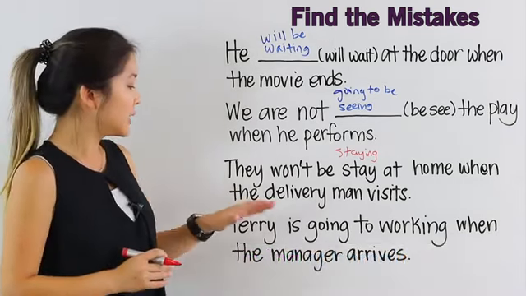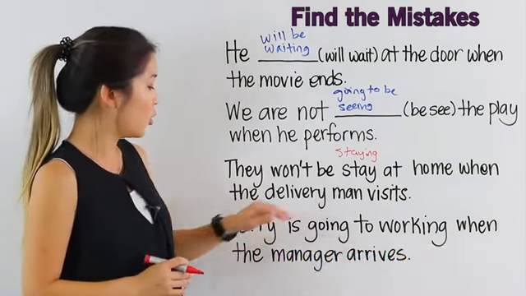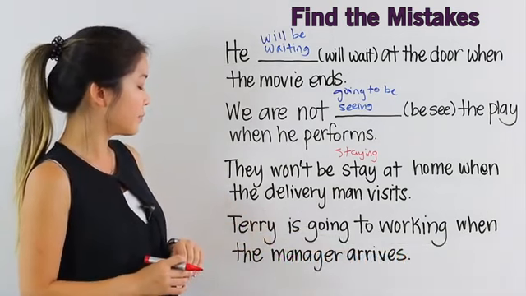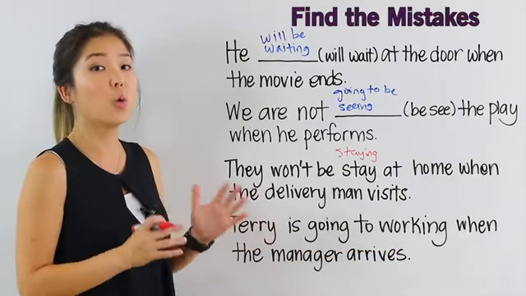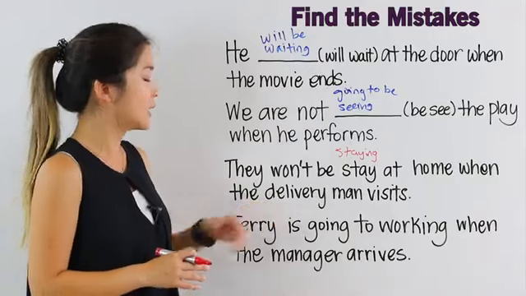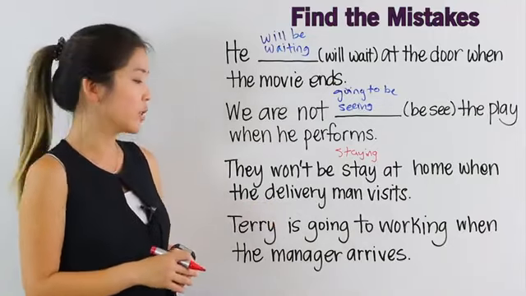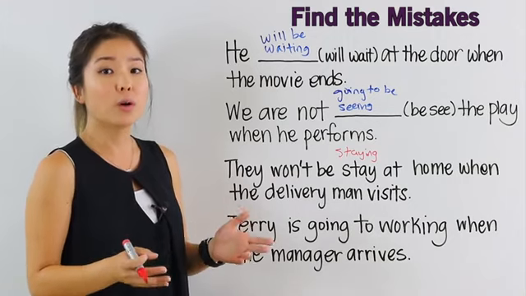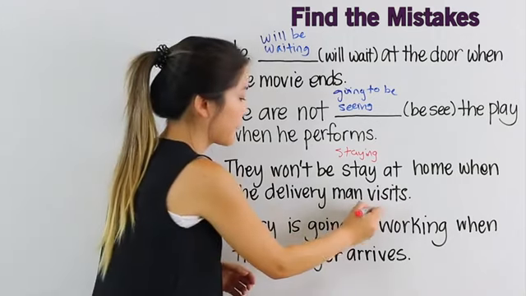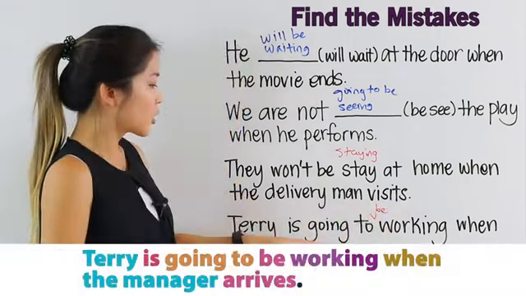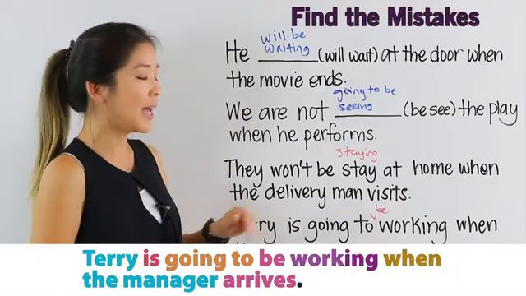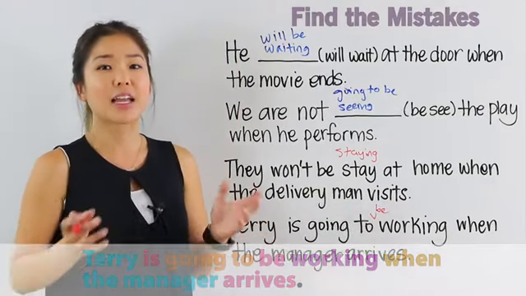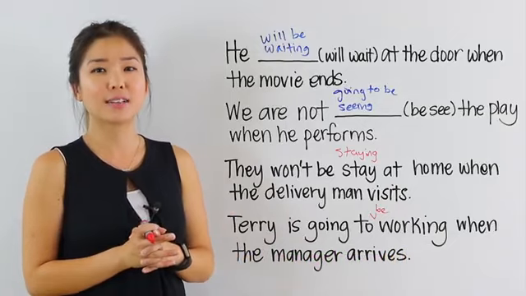And finally, Terry is going to working when the manager arrives. Terry is a he or she, so is the correct be verb to use. Going to, that's also correct. What we're missing here is be. Terry is going to be working when the manager arrives. Good job, everybody. Let's move on.